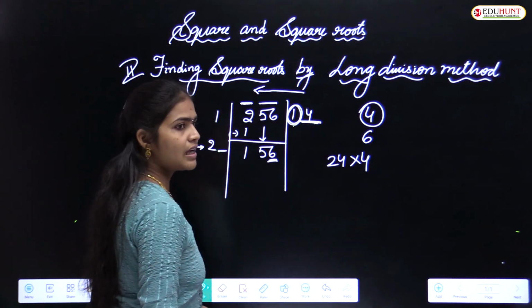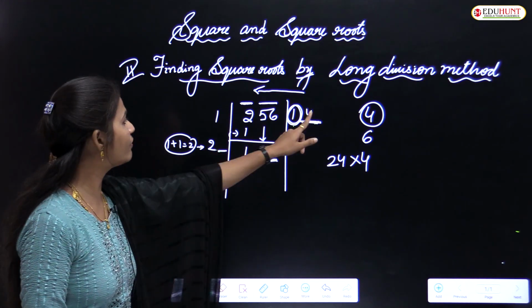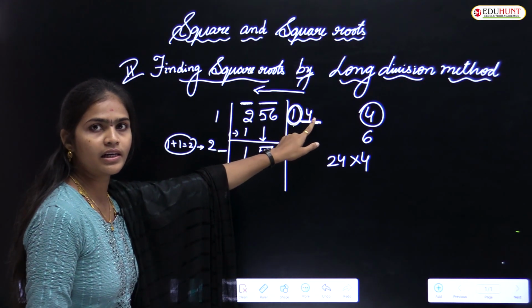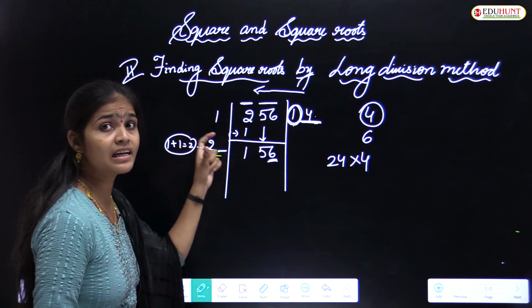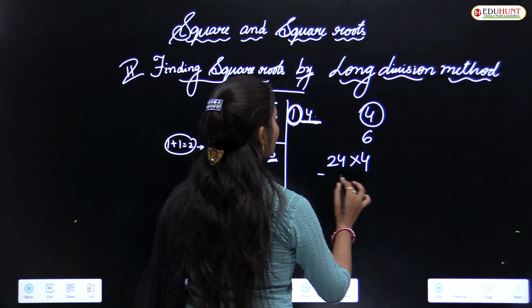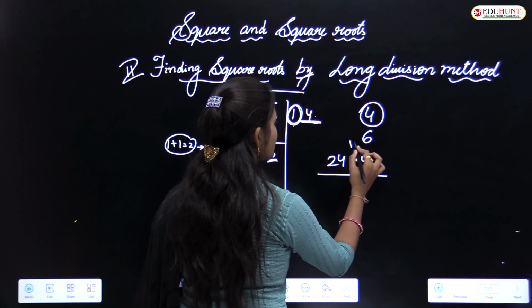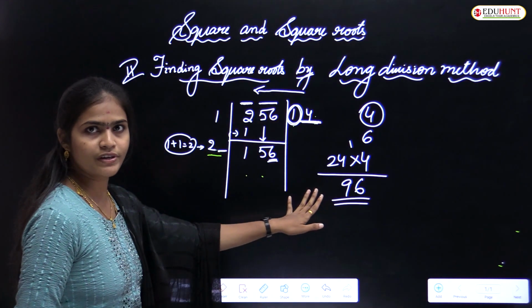So that number we have to multiply. Here 2 into something we are writing, the same number we have to keep here. That number should be multiplied with this number. Which result you get, that number you have to substitute here. So 4 4s are 16, 4 2s are 8 plus 1, 96. 96 is less than 156.